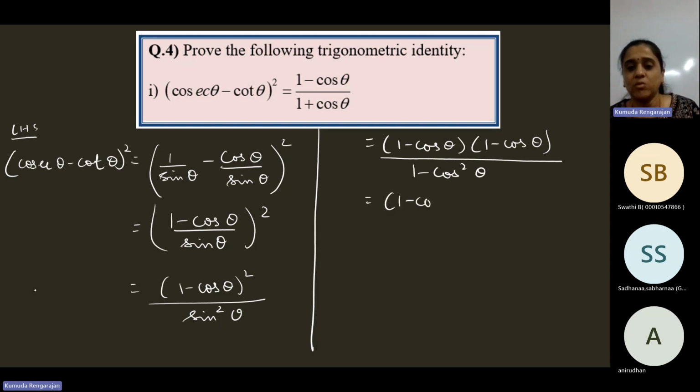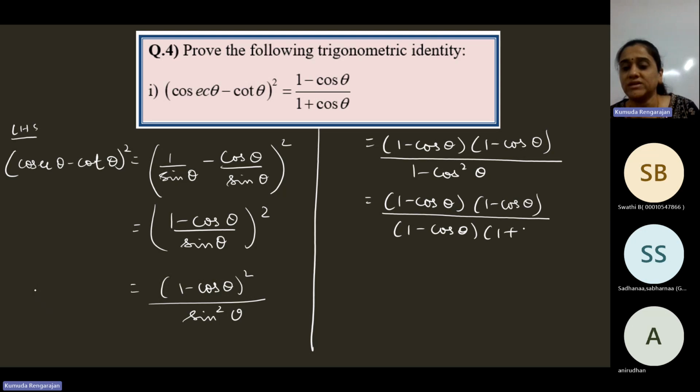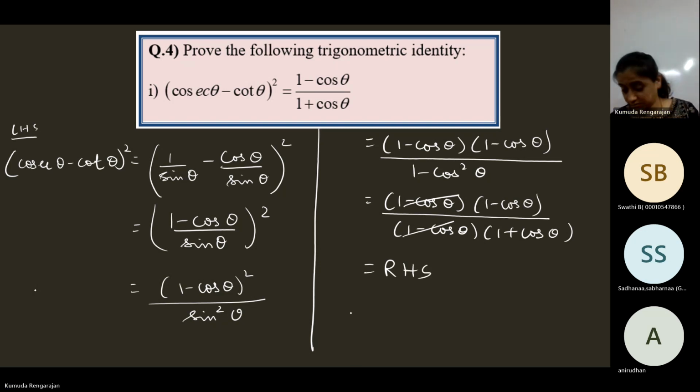Then next step, 1 minus cos theta into 1 minus cos theta by this a square minus b square, so a plus b into a minus b. So 1 minus cos theta into 1 plus cos theta. Like this, they get cancelled and we have the RHS. All right? Yeah, write down. So the first is the general rule, changing it to sine cos.